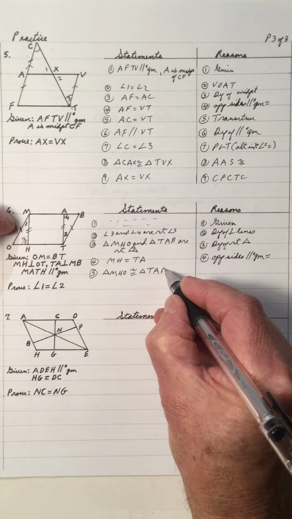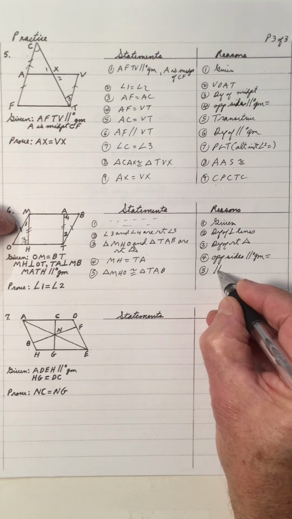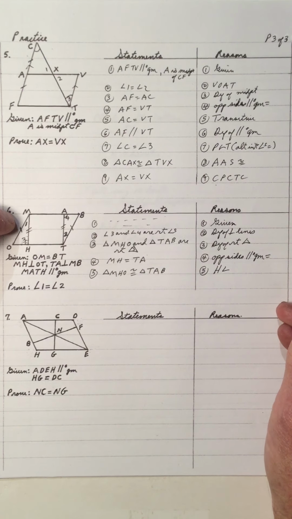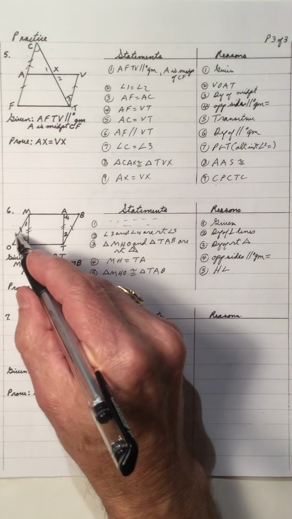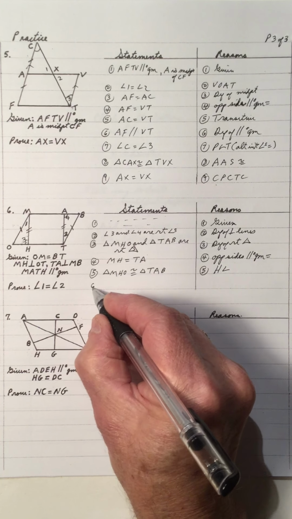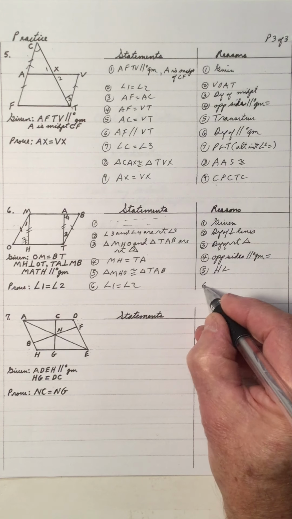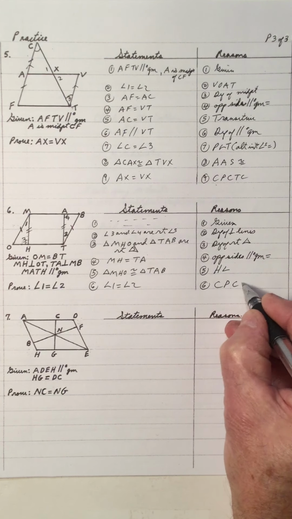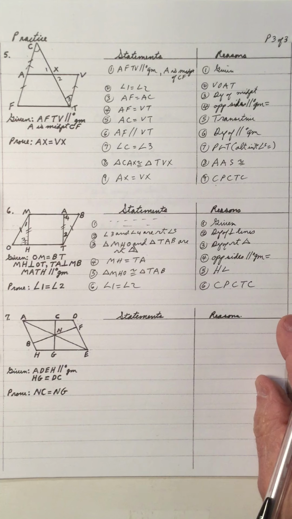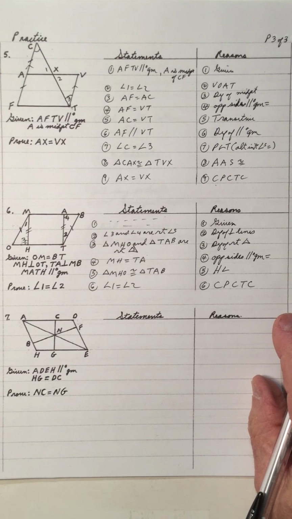Again, you have to match up the correct angles. And the reason for that is hypotenuse leg. It's a right triangle, if the hypotenuse is equal and the leg's equal. And as a result, I have angle 1 equals angle 2. CPCTC. Again, different. It's an HL proof that we practiced in congruent triangles.